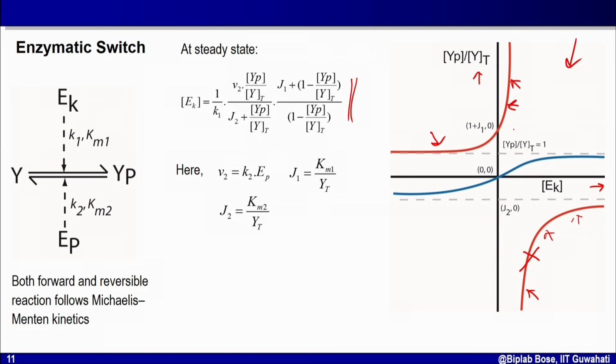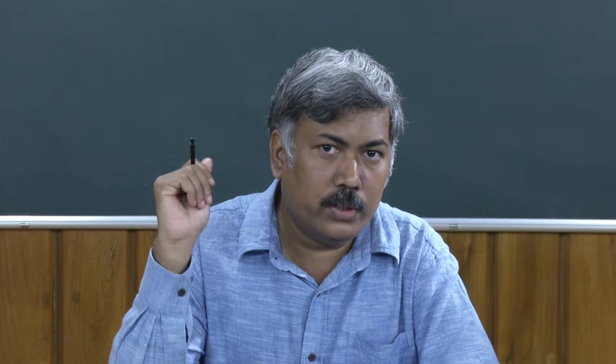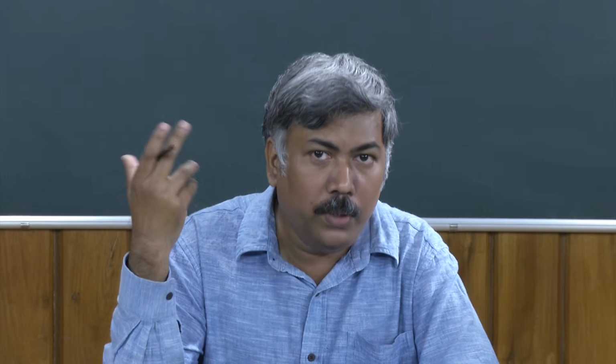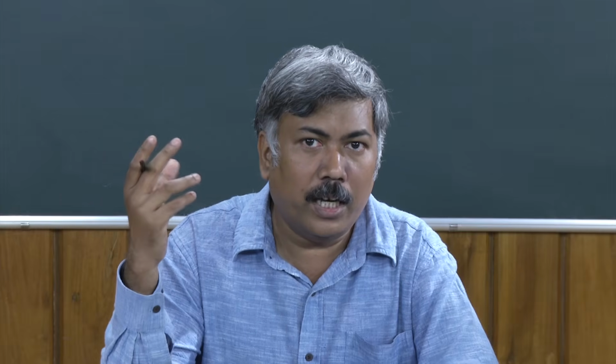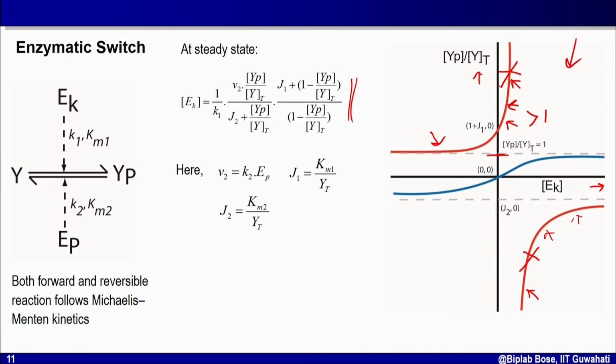But look into it. The values of Yp by Yt here are all greater than 1, because this dotted line is representing 1. Now Yp by Yt is the fraction of phosphorylated protein, so the fraction of the total protein which is phosphorylated. That cannot ever be bigger than 1. You cannot have more than all of the protein be phosphorylated. So the fraction can never go above 1. So that means I don't need to consider this red line.